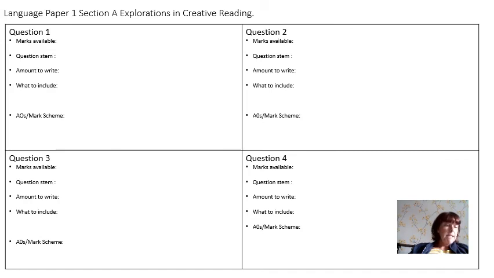Right, your plenary task then is to begin to fill in this revision sheet to remind you exactly what you need to do for each of the questions. So you're going to fill in the question 1 and the question 2 box. For question 1, ignore the bit where it says the mark scheme, but you can note down the marks available, the question stem, remember the words that always stay the same in the question, roughly how much you need to write for question 1 and what to include. And then for question 2, you do have the assessment objectives and the mark scheme for that, so you can fill that in a bit more detail.